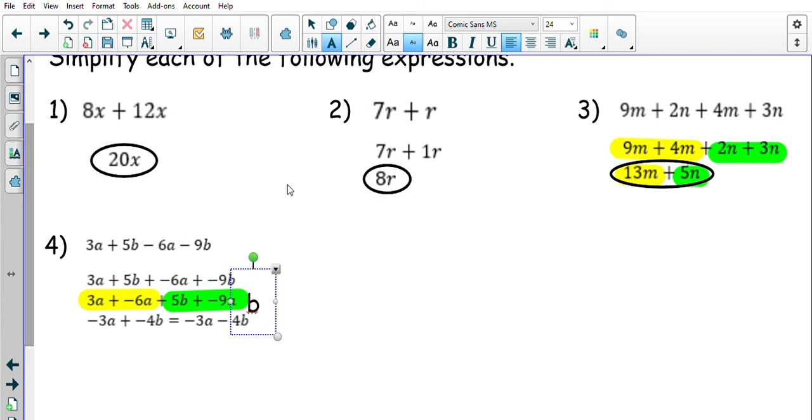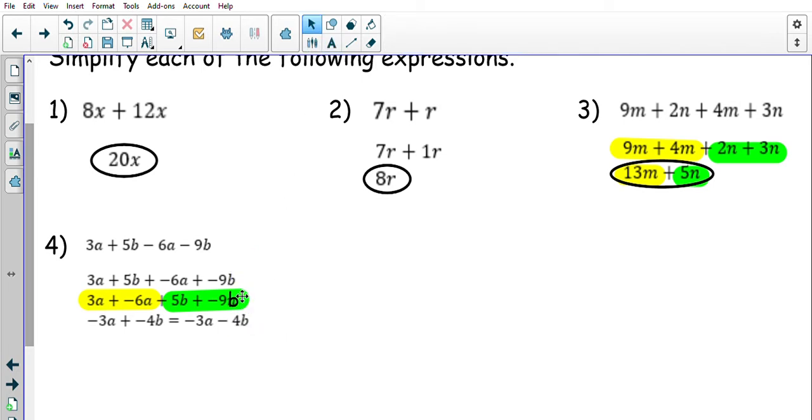That should say b right there. So pretend like that n is not there. This should say 5b plus negative 9b instead of 9n. My fault on that. So I've got 3a plus negative 6a, like terms side by side, and then 5b plus negative 9b. I must have forgotten to change that.